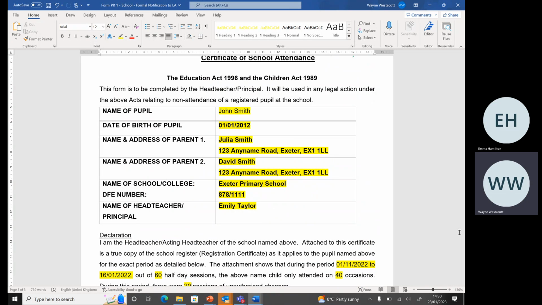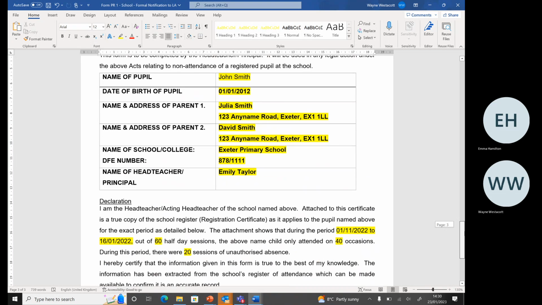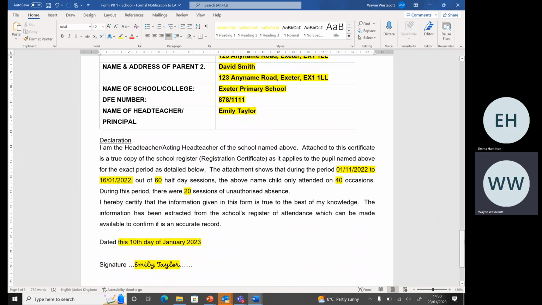So again, you put the name of the pupil, the date of birth of the pupil, name and address of the parents that you've already cited in the previous form, the name of the school or college you are at and your DFE number. They do need that as well, and the name of your head teacher. Then you can take this information from the registration certificate. The dates must match the dates cited on here, exactly the same.